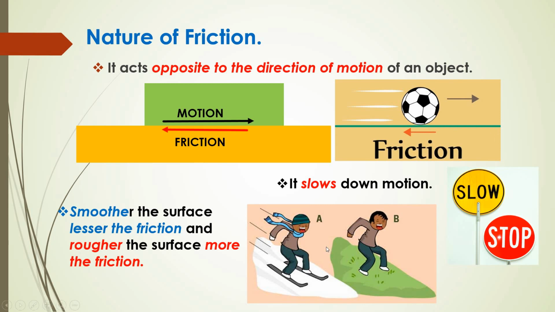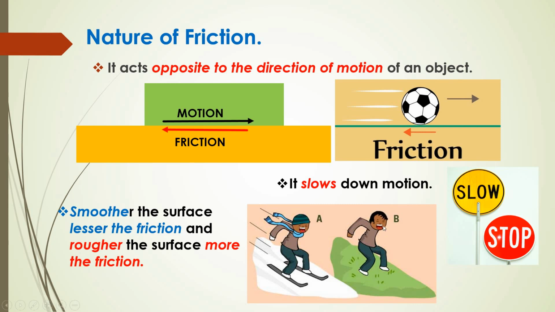In these two pictures, in A, the surfaces are smooth. What are those two surfaces? The skating blade and the snow. Both snow and skating blade are smooth. Therefore, the movement of the skier is very fast. The skier moves very fast on the snowing field.